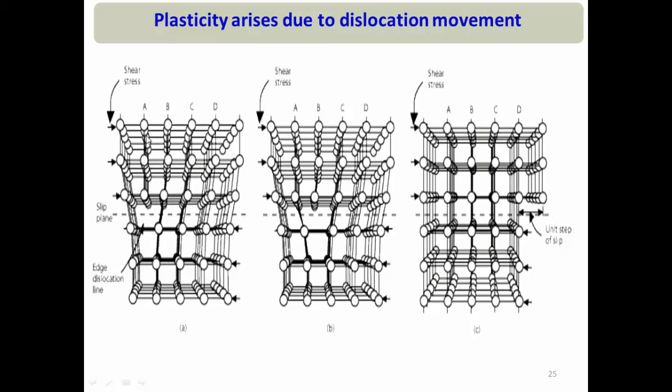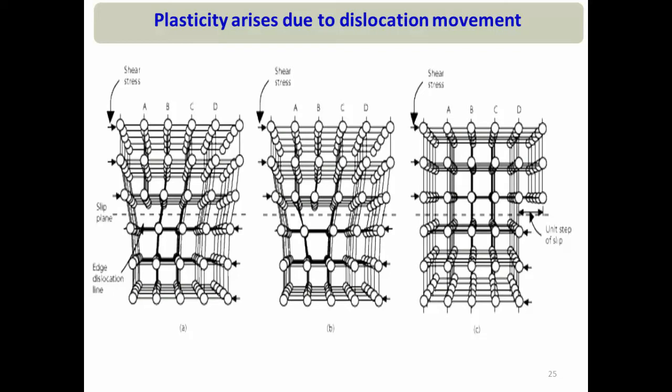Now, if you apply shear stress over this material, due to force in this direction, this half plane of atoms will try to move in this direction, and due to external force in the lower half in this direction, this half plane of atoms will try to move in this direction. So what will ultimately happen? The bond between these two half planes will break, and a new bond between these half planes of atoms will form. And ultimately, the dislocation will move from this position to this position.